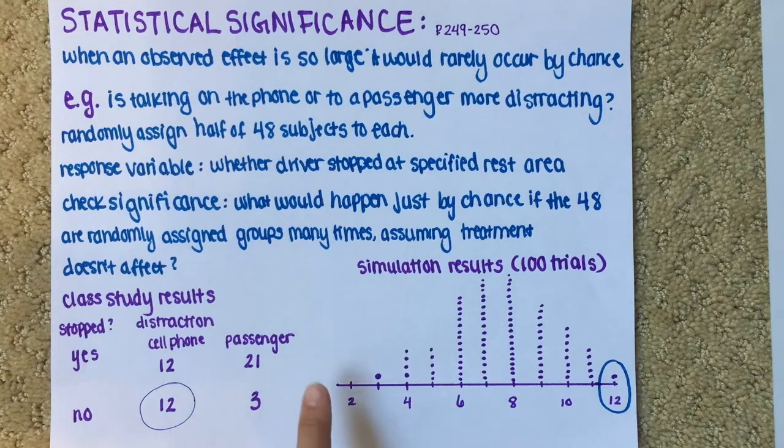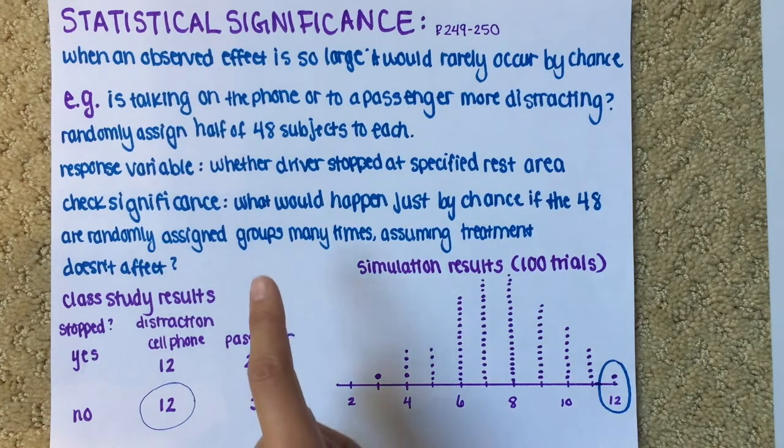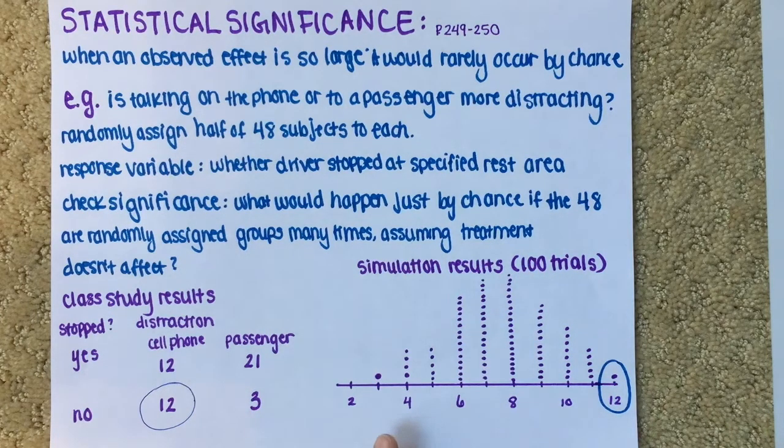If we run the simulation 100 times, just assuming that there's an equal chance of them stopping and not stopping for each of the two groups, so let's say 50-50, then only 1 out of the 100 times did 12 or more people in the cell phone group fail to stop at the rest stop. Because this result of 12 or more people failing to stop is unlikely to happen by chance, you see it's only 1 out of 100, so it's 1%, the results of the study should be considered statistically significant.